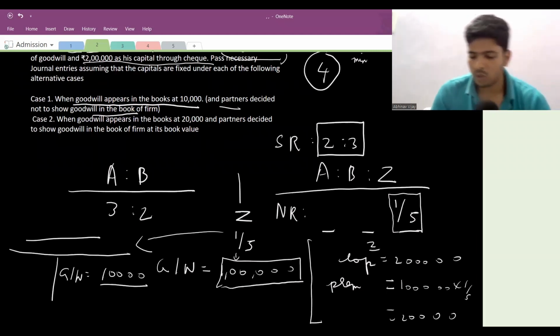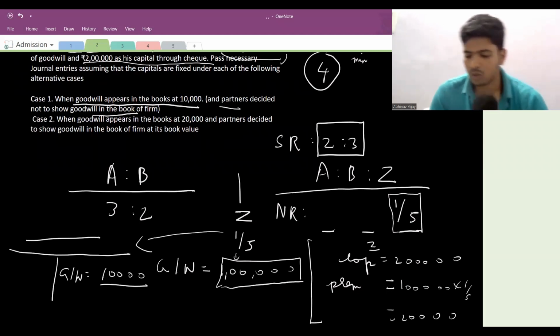Now see, I clearly told you that whenever you write a note somewhere, goodwill in the book will always be written off in the entire partnership. Okay. I want you to write this note clearly. In the entire partnership, goodwill in the book will always be written off, even if the question is silent.